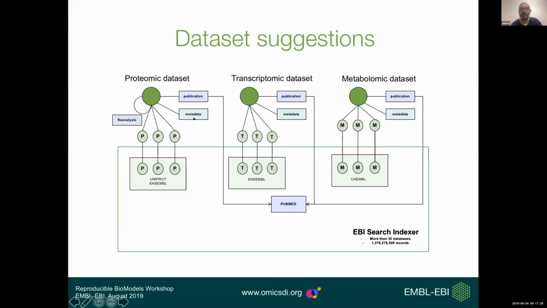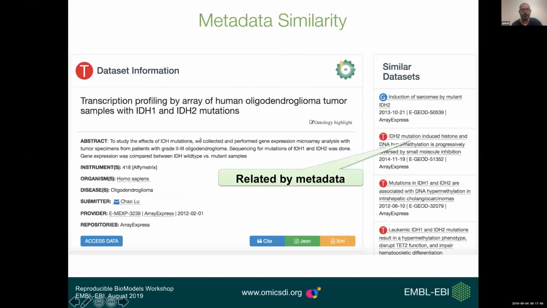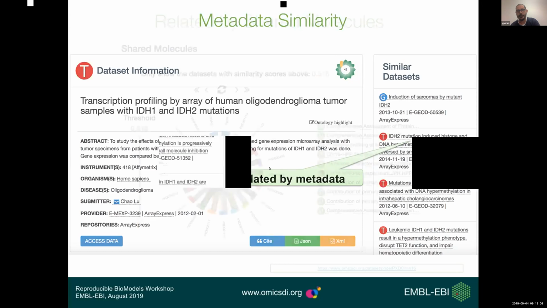And the other thing is about metadata. We can recommend to you all the data sets that are related to yours, taking into account only the metadata, specific keywords and so on. For example, this is a transcriptomic data set. And then here we have the list of similar data sets close to this data set, taking into account only the metadata, okay?